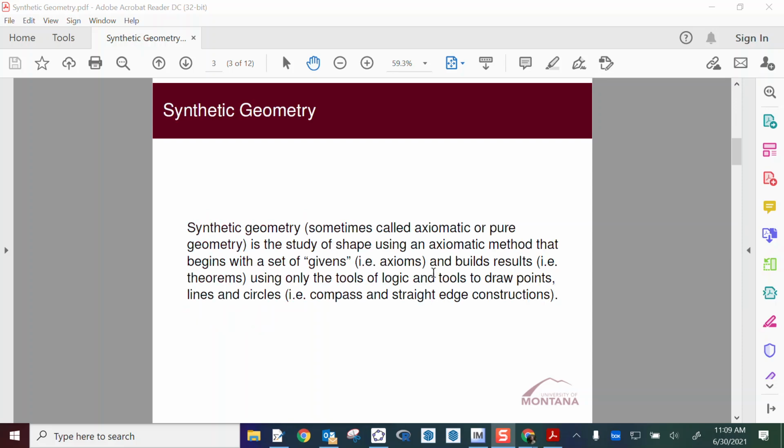So what is synthetic geometry? It's sometimes called axiomatic or pure geometry, and it's the study of shape using an axiomatic method that begins with a set of givens. Usually we call those axioms or postulates, and builds results, so those would be theorems or special cases of theorems, which are called corollaries, using only the tools of logic and the tools to draw points, lines, and circles. So compass and straight edge constructions are allowed here.